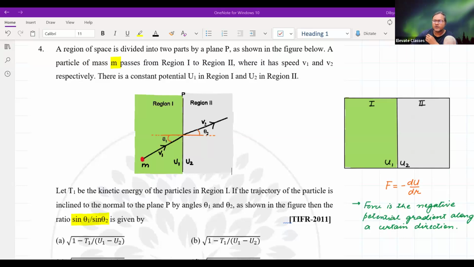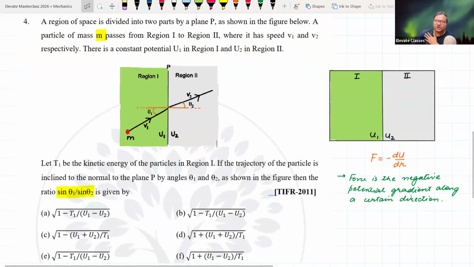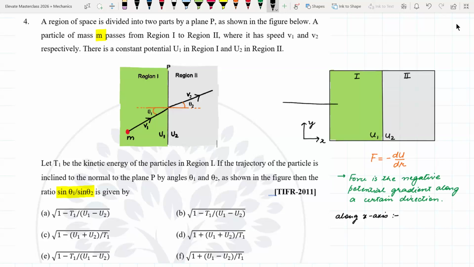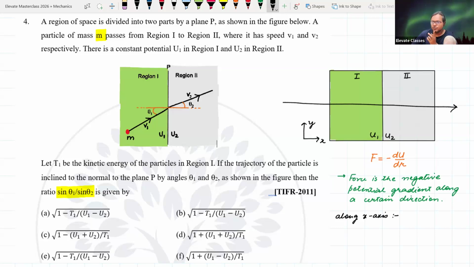Vivek, correct answer. Swarnava, it is not correct. Check again. So whenever there is a potential gradient along a certain direction, there is going to be a force. And whenever there is no potential gradient along a certain direction, there is going to be no force. So let's suppose that the horizontal direction is the x-axis and the vertical direction is the y-axis. Now tell me, is there a potential gradient along the x-axis? Yes sir. If you go in this direction, does the potential change as you move in this particular direction? Yes, sir, it does. So that means Fx is non-zero.